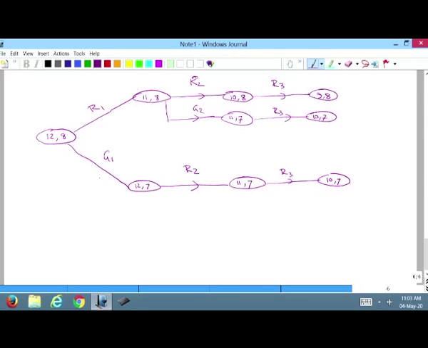Similarly, if the first one is green and the second one is also green, then we come to 12, 6, and if the third one is red, then we come to 11, 6, and we need to compute the probabilities of this sequence of events, and then we have to add them up.